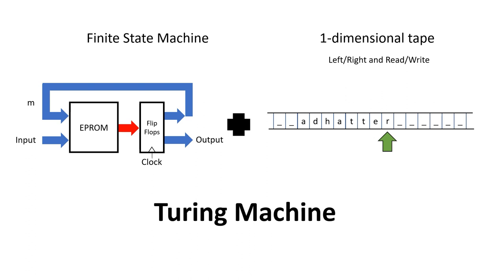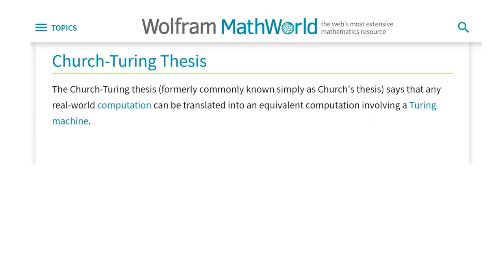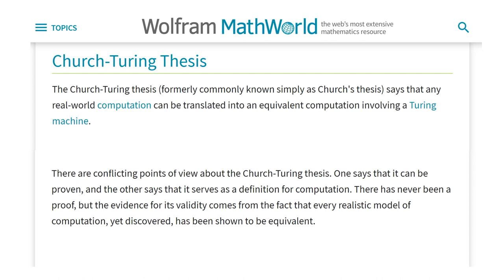A finite state machine with a sequential, one-dimensional read-write tape is known as a Turing machine. So what can't be computed on a Turing machine? Well, no one's found an example of a problem that can be solved by another machine, but not by a Turing machine. Okay, maybe that's being slightly overdramatic, but maybe not. So a Turing machine is considered to be a general-purpose computer.